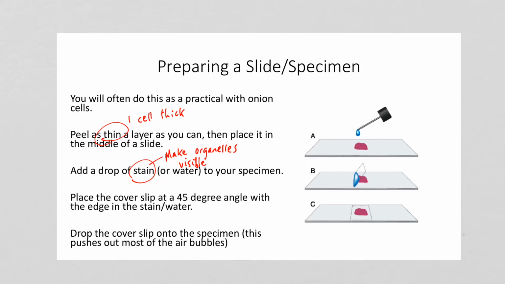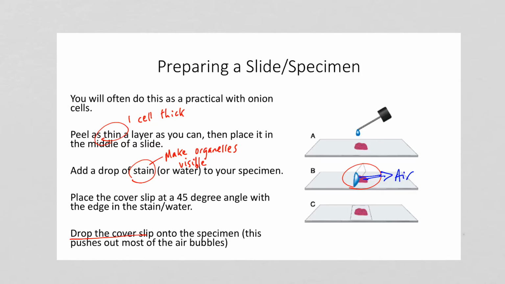You don't need to know the names of the stains at all. It's most likely that you'll be using iodine for your onion slide. Then you put the cover slip at a 45-degree angle. That's this right here, with the edge of it in the stain or the water. The reason you're doing that is you want it to come into contact with the liquid, because then when you drop it down, it's going to push all the air out as it falls down.